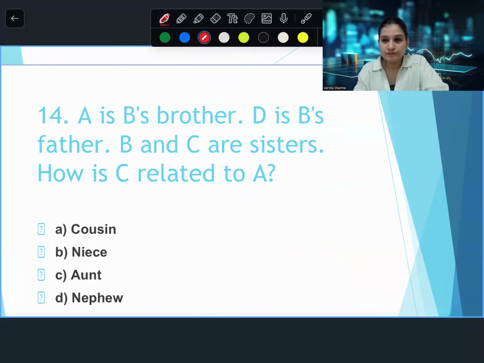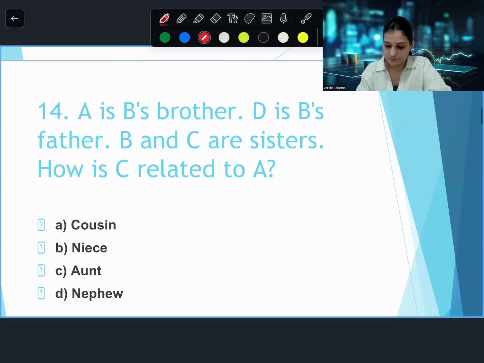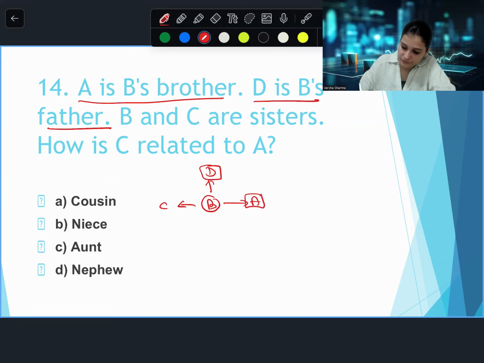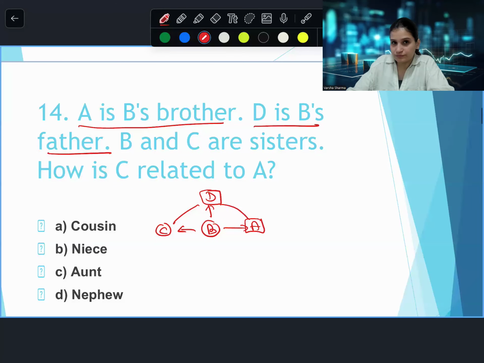14. Niece. A is B's brother. D is B's father. B and C are sisters. That means D is also the father of C and A. Yes or no? Yes, ma'am. How is C related?